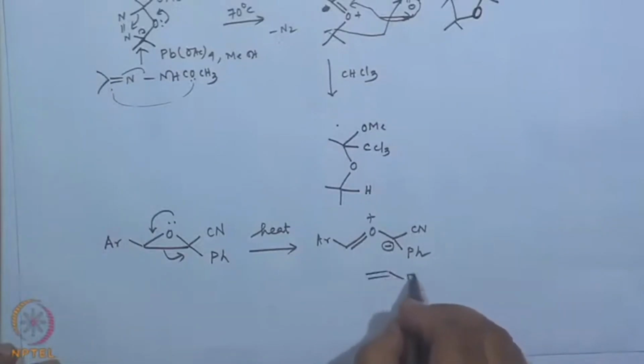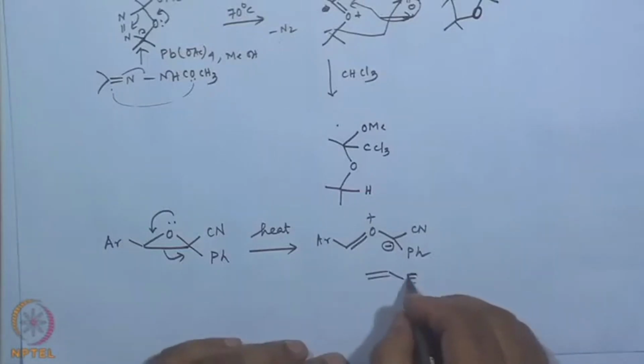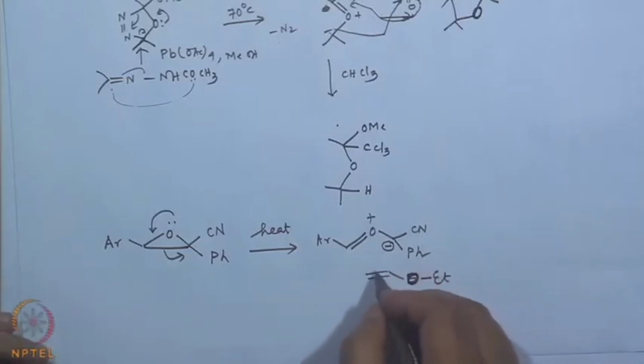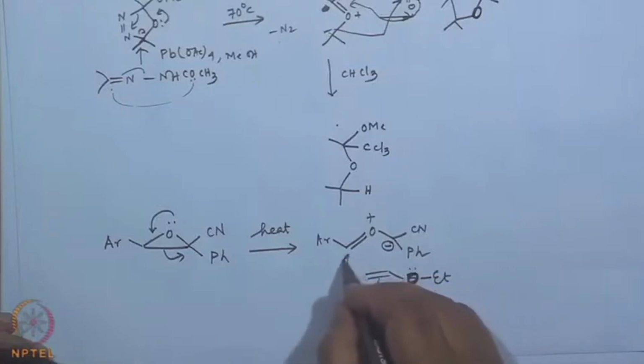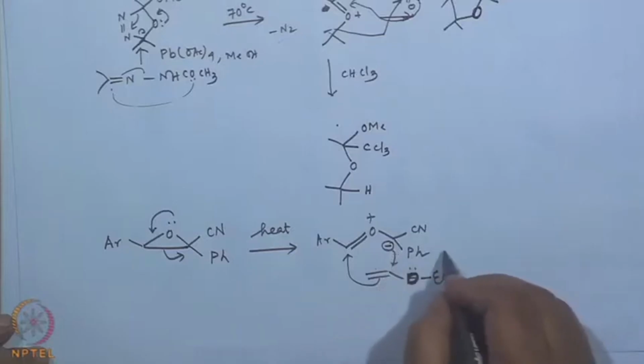But the only proof, which is somewhat indirect, is this: if you can carry out the reaction in the presence of, let us say, an electron-rich olefin of this kind, that means ethyl vinyl ether. And the way I have written, one can quickly understand what should be the product, because this oxygen lone pair drives this lone pair to this end, and the negative charge goes to this one.